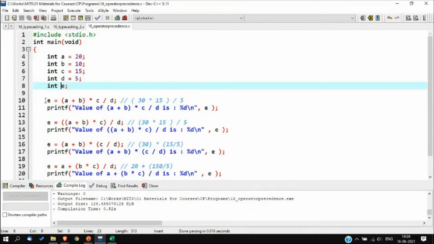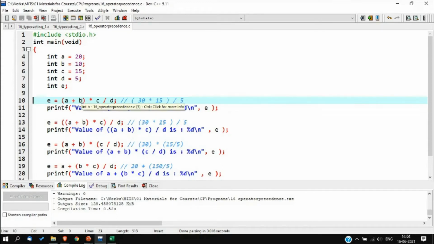So our first expression is E equal to (A plus B) star C by D. In this case, since the bracket is already there, whatever is within the brackets is evaluated first. So it is A plus B. A is 20 and B is 10, so A plus B is 20 plus 10, that is 30.